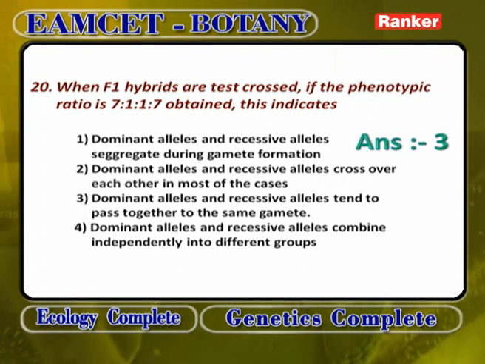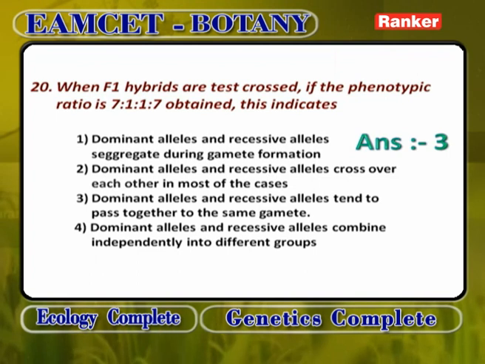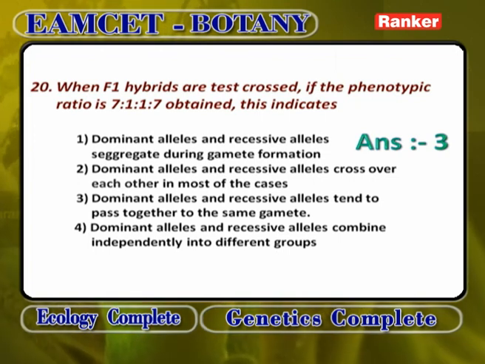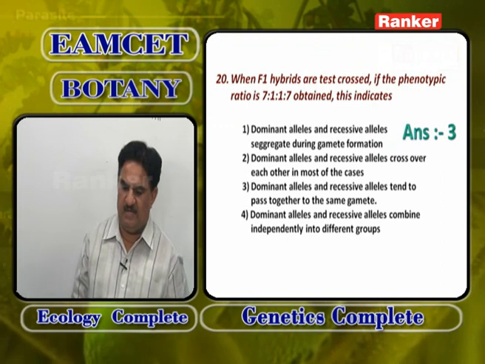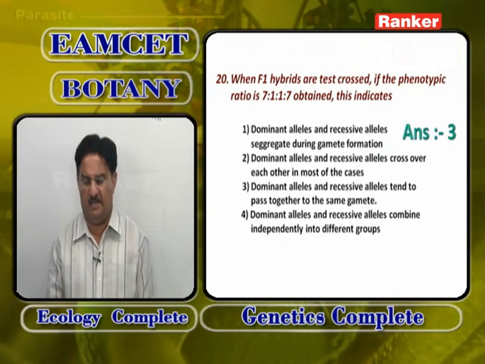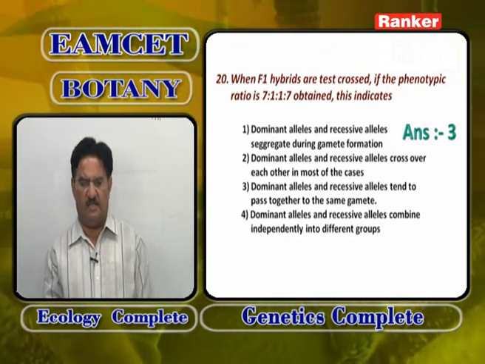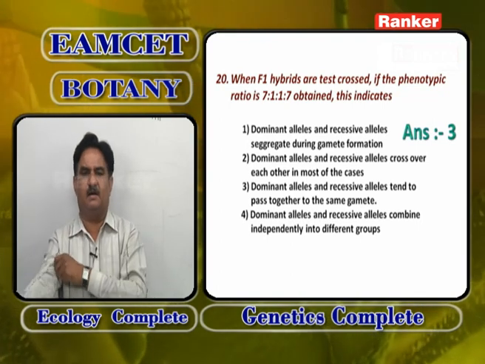Dominant alleles and recessive alleles segregate during gamete formation is wrong. Dominant alleles and recessive alleles cross over each other in most of the cases is wrong. Dominant alleles and recessive alleles tend to pass together in the same gamete is correct, that is linkage. Combining independently into different groups is wrong. So here the correct option is the third option.